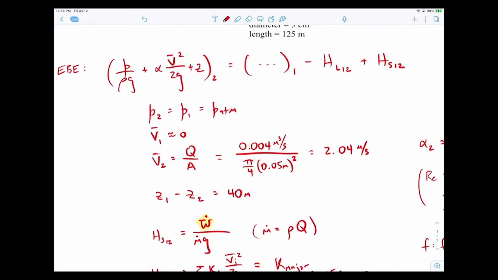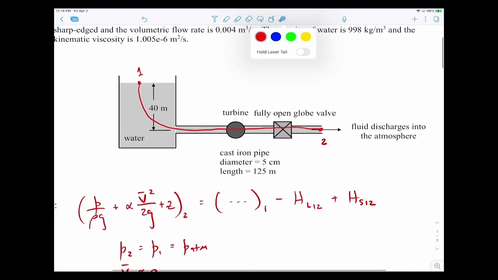Entrance at the turbine. I'm sorry, say that again. Entrance? Entrance of the, right there. Yeah, so we have an entrance loss. Exactly. Anything else? The valve. We have a valve. This will be a big loss here because valves are usually complicated pathways.